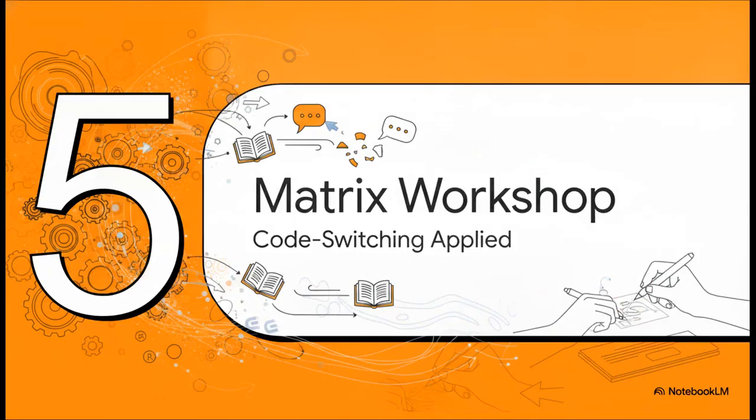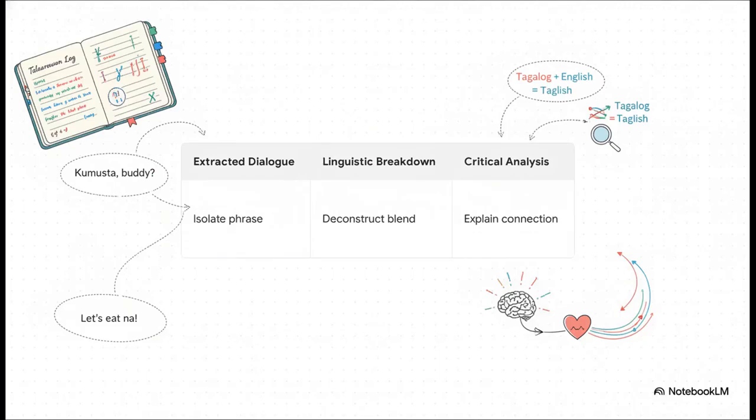All right, time to get hands-on with Section 5, Code Switching Matrix Workshop. For this workshop, I want you to go to your Taglish logs and use this exact matrix blueprint you see here. You're going to isolate and extract two prominent code-switched phrases from our selected texts. Next, give me a precise linguistic breakdown of how those dialects blend. And finally, write a critical analysis explaining exactly how those structural shifts heightened your personal emotional connection or immersion as a reader. Pro tip, I highly recommend using colored ink to visually map out those structural shifts.